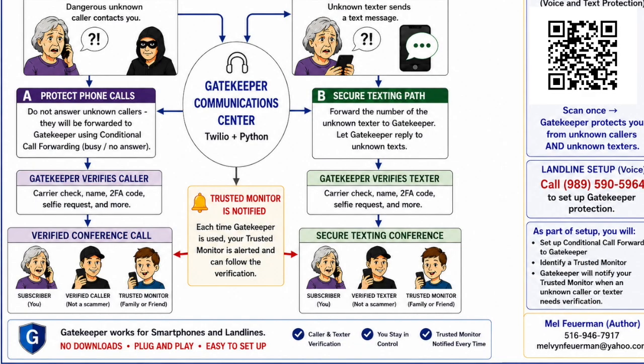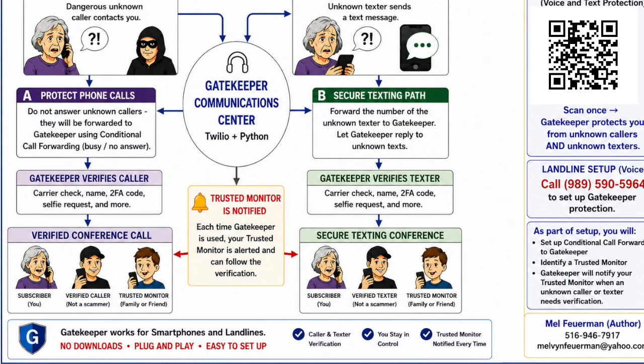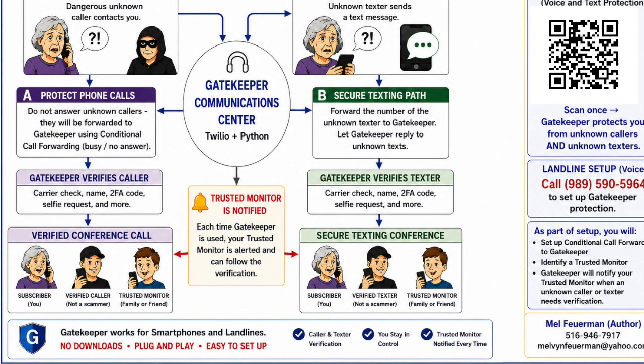Exactly. With texts, you have to manually forward the unknown texter's number to Gatekeeper. Since you can't auto-forward texts, the user shares that unknown number. Then Gatekeeper kicks in, verifies that texter, and once they're trusted, you can safely continue the conversation. Yeah, in the diagram it says forward the number of the unknown texter to Gatekeeper. Then what does Gatekeeper do?